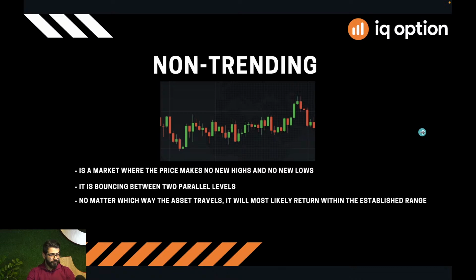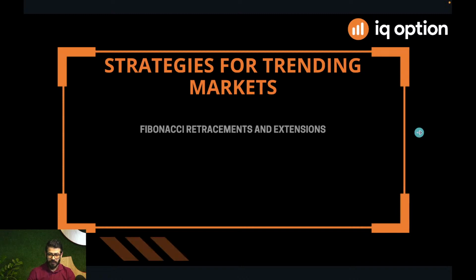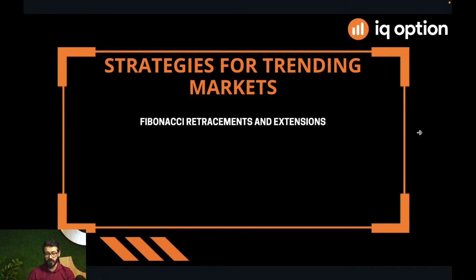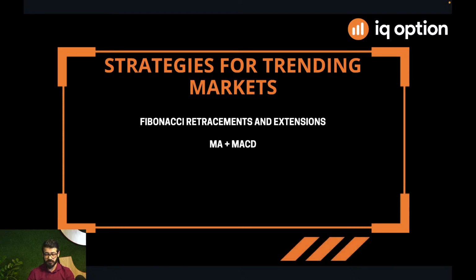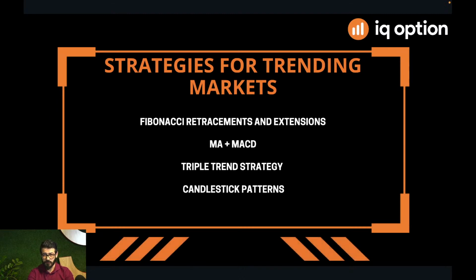So let's continue. Strategies for trending markets. We've got, first of all, the Fibonacci retracement and extensions. We've got the moving average plus a MACD, triple trend strategy, candlestick patterns. So these are all strategies that you can use to identify and trade within a ranging market.